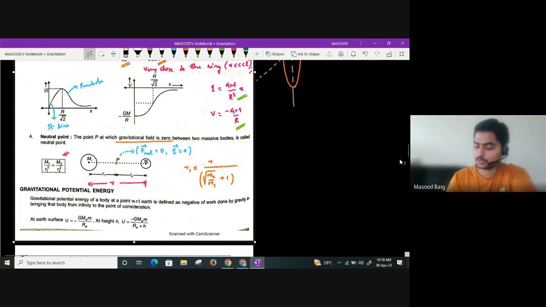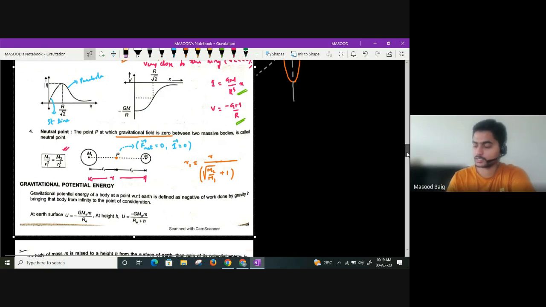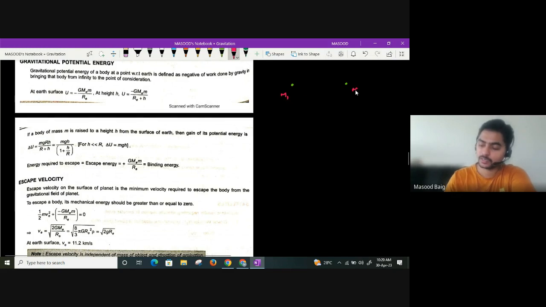Now, as I've already told you about gravitational potential energy, guys, let me tell you a very simple way of finding gravitational potential energy. Let us imagine we have two point masses, M1 and M2, separated by a distance R. Then the expression for potential energy will be minus G M1 M2 divided by R, guys.